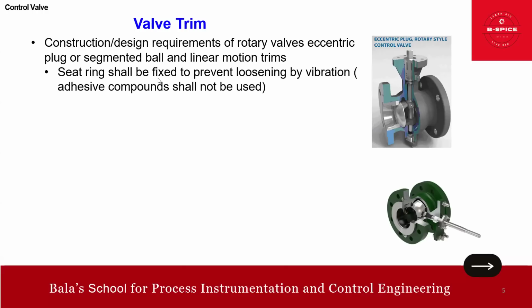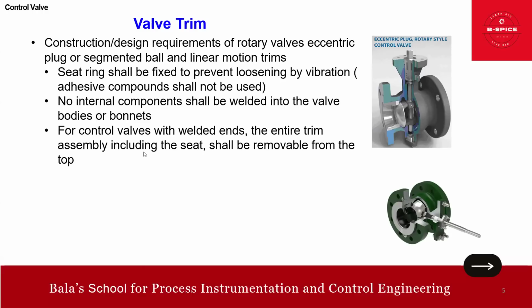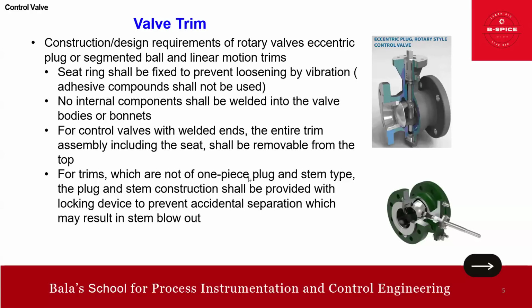The seat ring shall be fixed to prevent loosening by vibration, and no internal component shall be welded into the valve bodies or bonnets. For a control valve with welded ends, the entire trim assembly, including the seat, shall be removable from the top. This is for rotary valve, eccentric plug or segmented valve, and the linear motion trim. Friends, these are the things we should note when we ask the vendor. Now, for a trim which is not of one-piece plug and stem type, normally, here is a stem and plug.